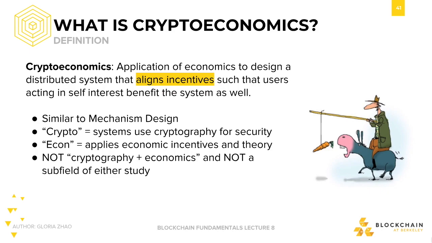And we showed you that the definition of cryptoeconomics is not cryptography plus economics, but rather a kind of application of both of them in order to design a system that works to align incentives and make people act in a certain way. So we would use cryptography for security and economics for incentive alignment.